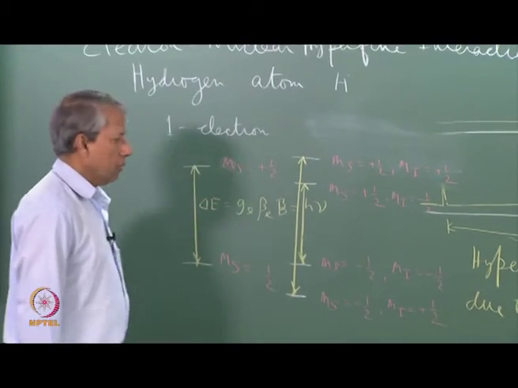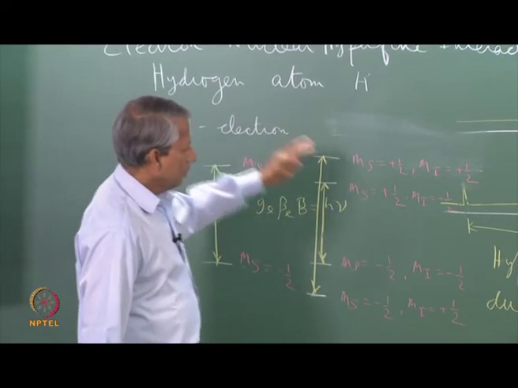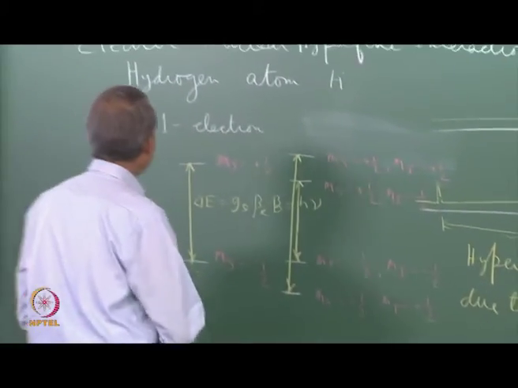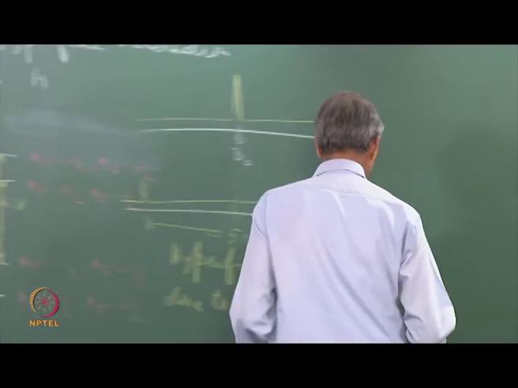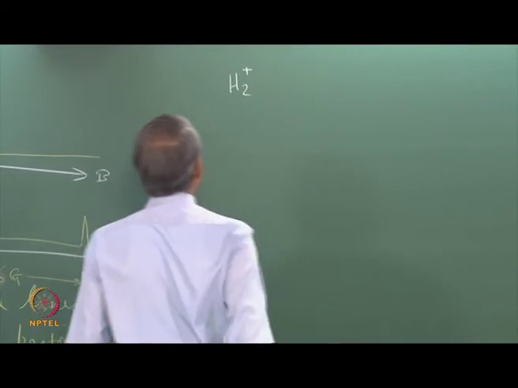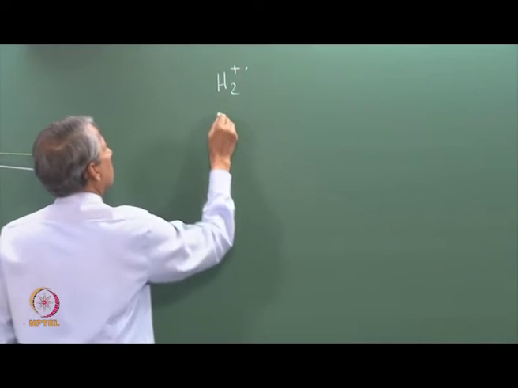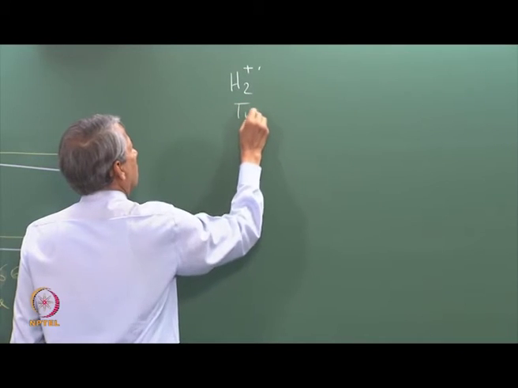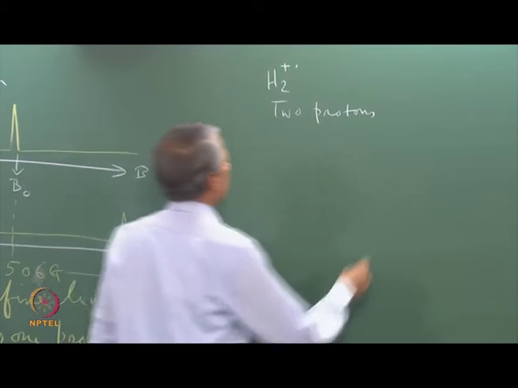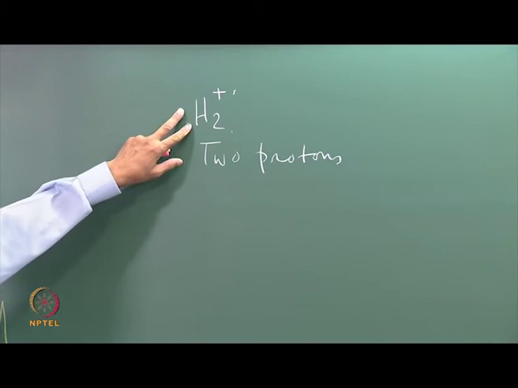Okay. Now, suppose I have got more than one such nuclei which has got spin half. What could be the simplest example? For hydrogen atom, I can go to this hydrogen molecule ion. It has got 2 protons, and they are identical in all respects. We call them 2 equivalent protons.